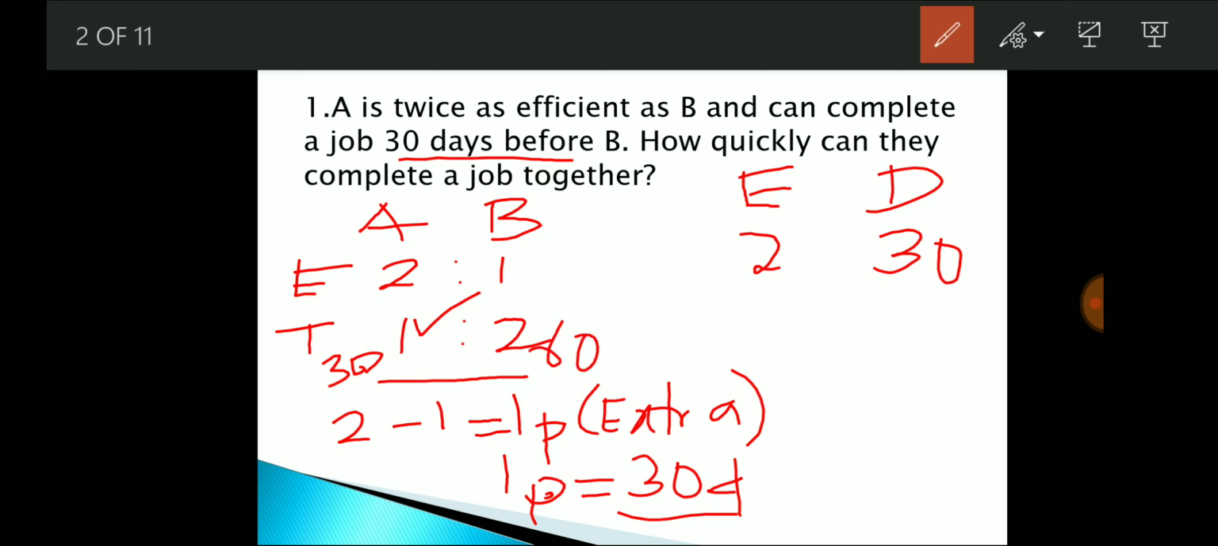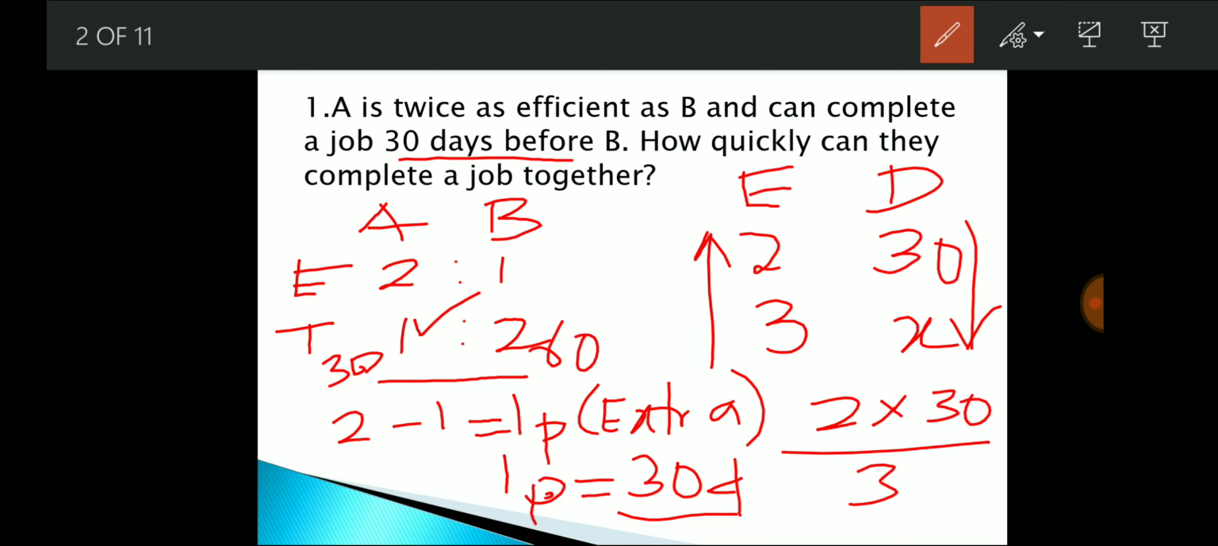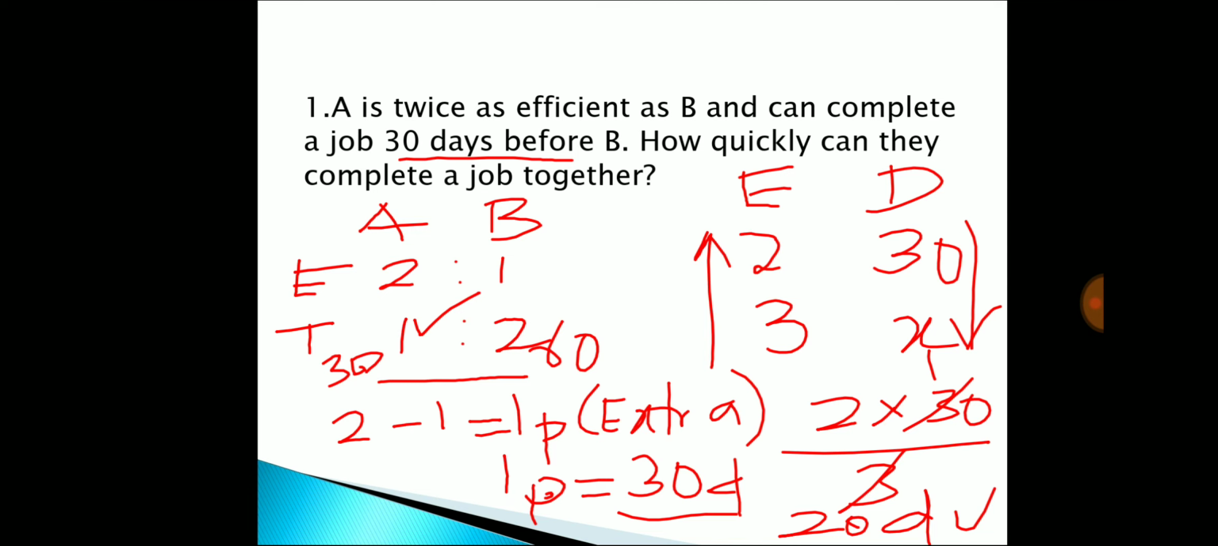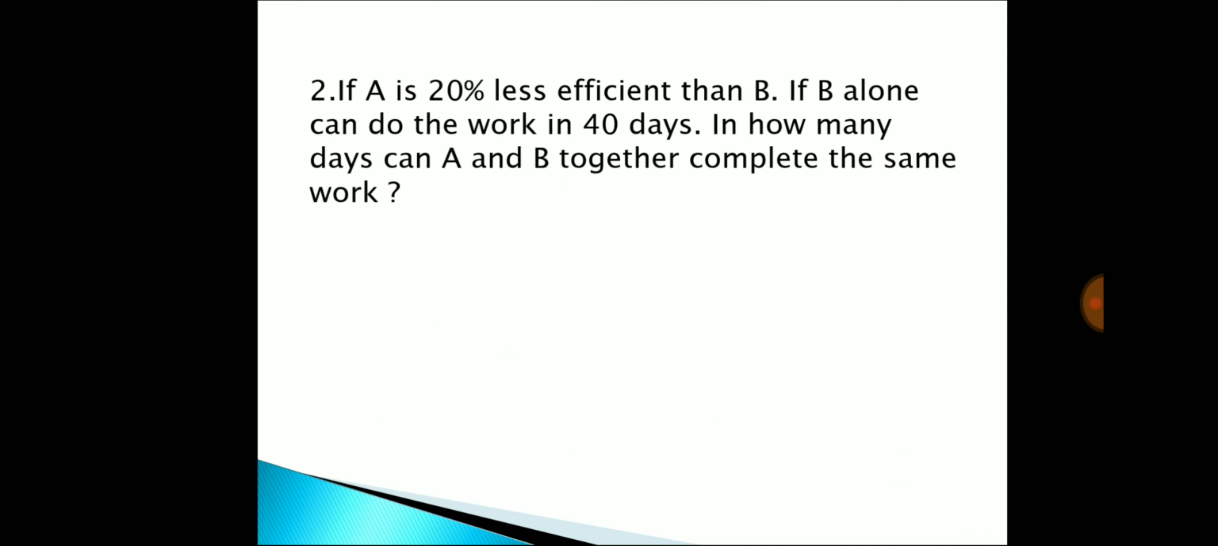So with that, how quickly can they complete the work together is the question. If they work together, efficiency adds up. We know with 2 as the efficiency, the work finishes in 30 days. If both work together, the efficiency is 2 plus 1, 3. With 3 as the efficiency, how many days will they take to finish the work? The answer is 2 into 30 divided by 3. It's very simple. Our answer is going to be 20 days. So they can finish the work together in 20 days. A very simple question. When we solve more questions, you tend to understand these even better.